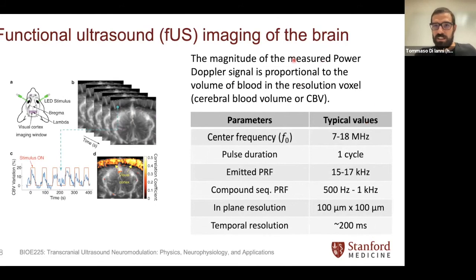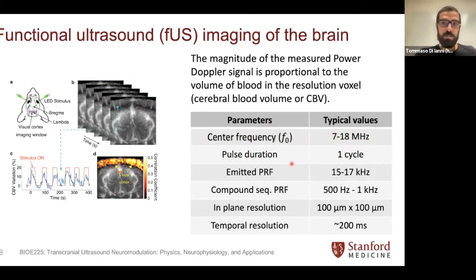All right. So we already mentioned that the magnitude of the power Doppler signal is proportional to cerebral blood volume. Again, I would like to give you just some typical parameters that we use. The center frequency is typically pretty high because of the blood vessels. By the way, each of these white lines here are blood vessels in this picture, and you can see that these are pretty tiny. So these are 100 micron, 200 micron vessels. So the center frequency is usually high because the resolution is proportional to the frequency of our ultrasound signal. So usually we use between 7 and at least 18 megahertz. In this case, we use 15 megahertz, just to give you an idea.